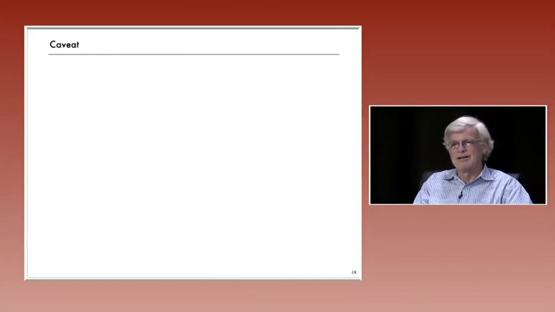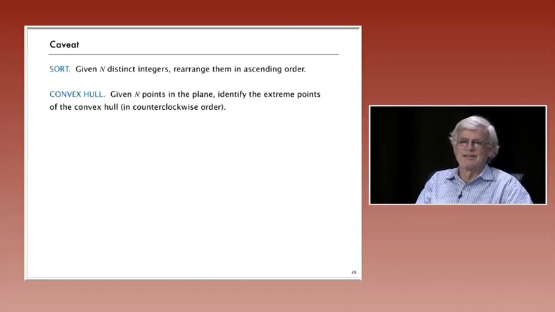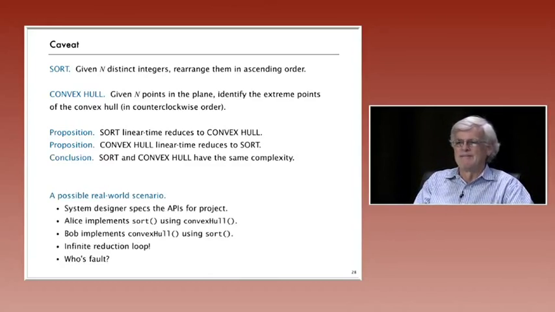Now there is a bit of a caveat to this, and this is a little bit of an idealized situation, but it actually is something that can lead to trouble in the real world. So we have these two problems, and we have these two propositions that they linear time reduce to one another. Now it could be that in a big software engineering effort, there's a lot of people making decisions. We found out they have the same complexity, but maybe some system designer has a big project and there's a lot of things, so they need both sort and convex hull.